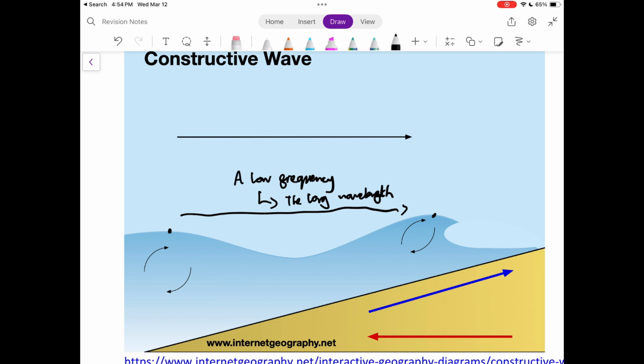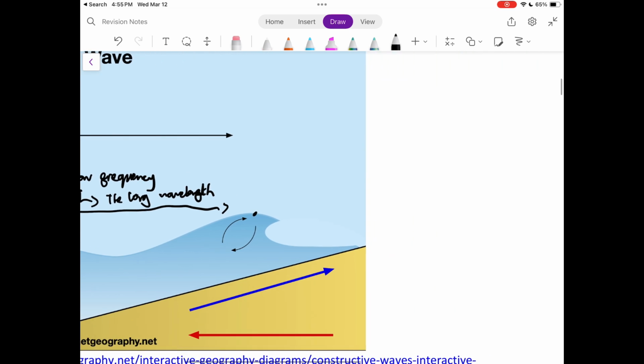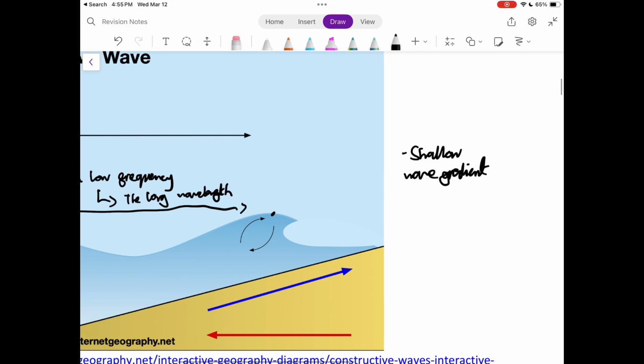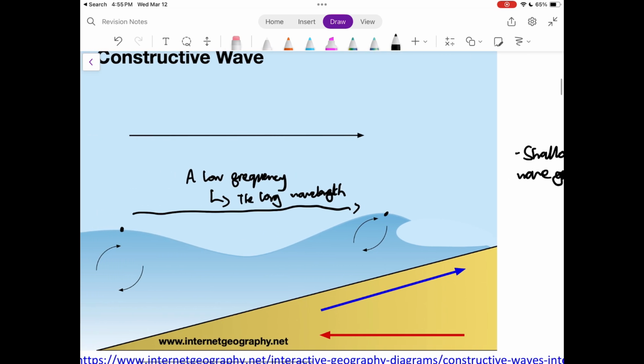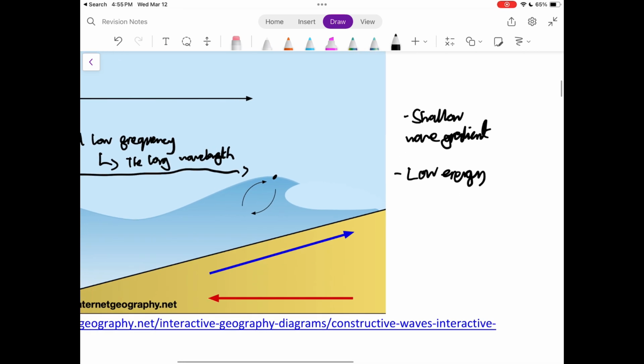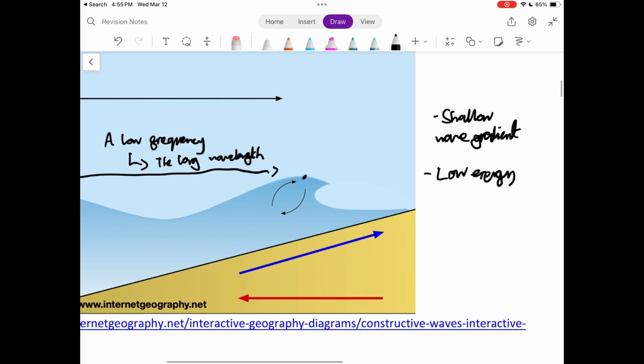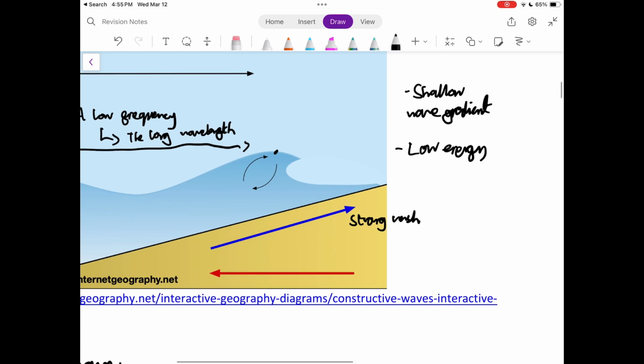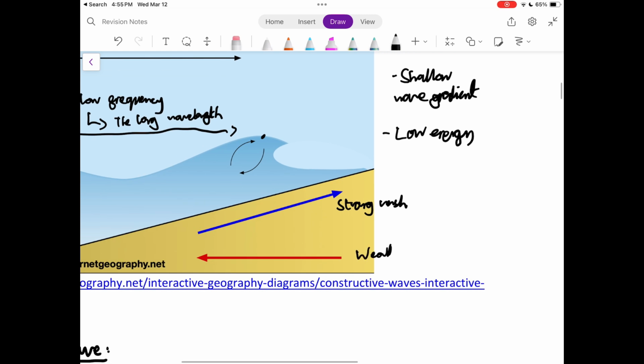It also has a shallow wave gradient. I'll write down this side. Shallow wave gradient. And because these waves have low frequencies and have a shallow wave gradient, this means that they have low energy. And because they have low energy, they have a strong swash up the beach. And therefore they will have a weak backwash down the beach.